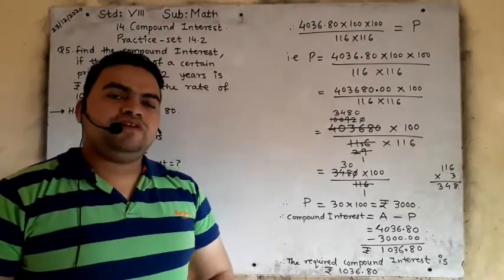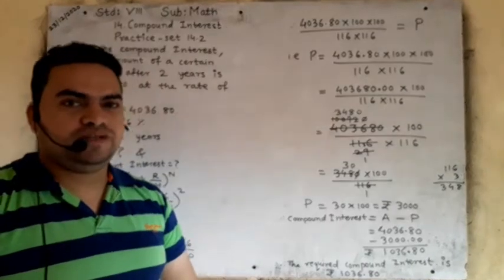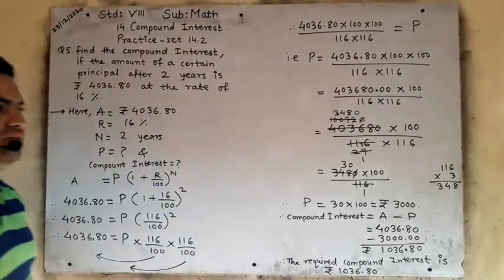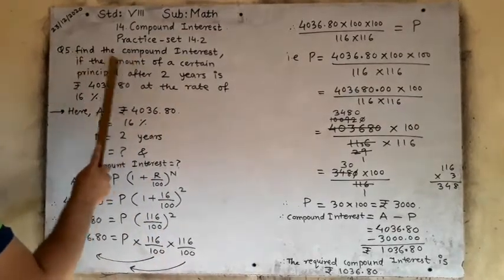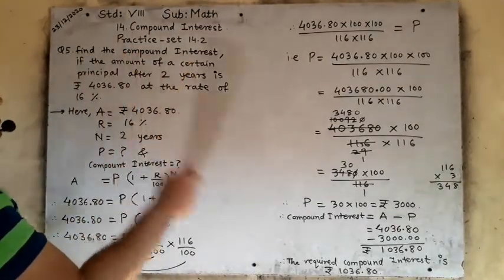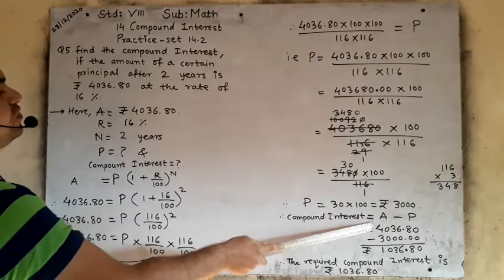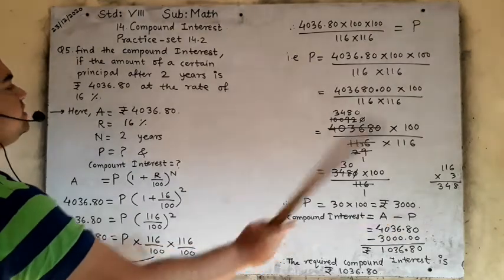This is very much easy. So dear students, after question number 4 we will see the question number 5. It is also very much easy, but this question is different as compared to other. See, find the compound interest. It means we have to find the compound interest. Compound interest is equals to amount minus principal.